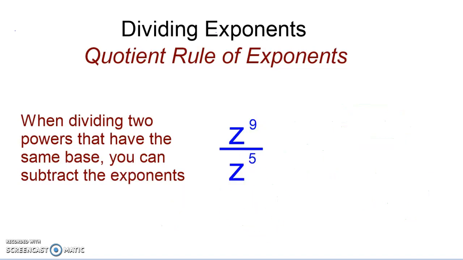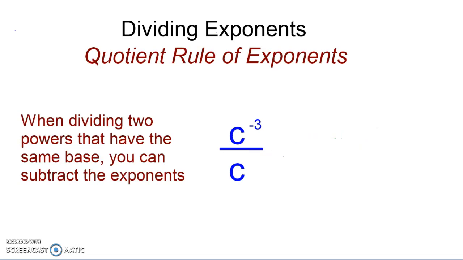So we have another example here of z to the 9th divided by z to the 5th, and this is going to be equal to z to the 9 minus 5, and that's going to just give us z to the 4th. Not so terrible.